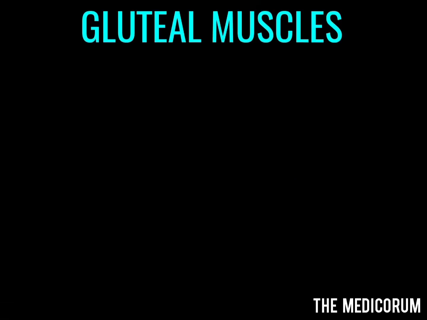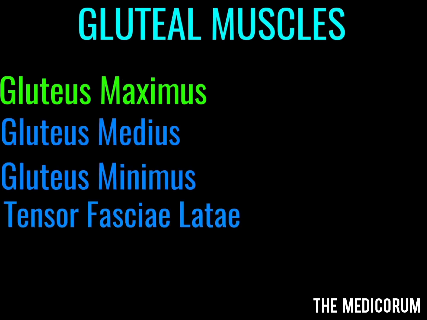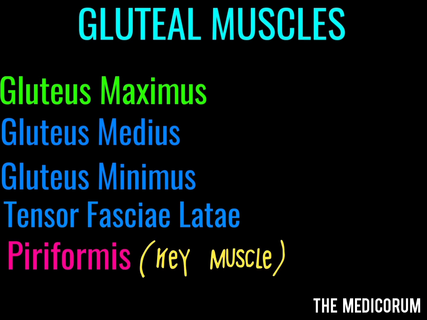Starting with the muscles of the gluteal region. The muscles of the gluteal region are gluteus maximus, gluteus medius, and gluteus minimus. We also have tensor fascia lata and piriformis. Piriformis is the key muscle of the gluteal region.